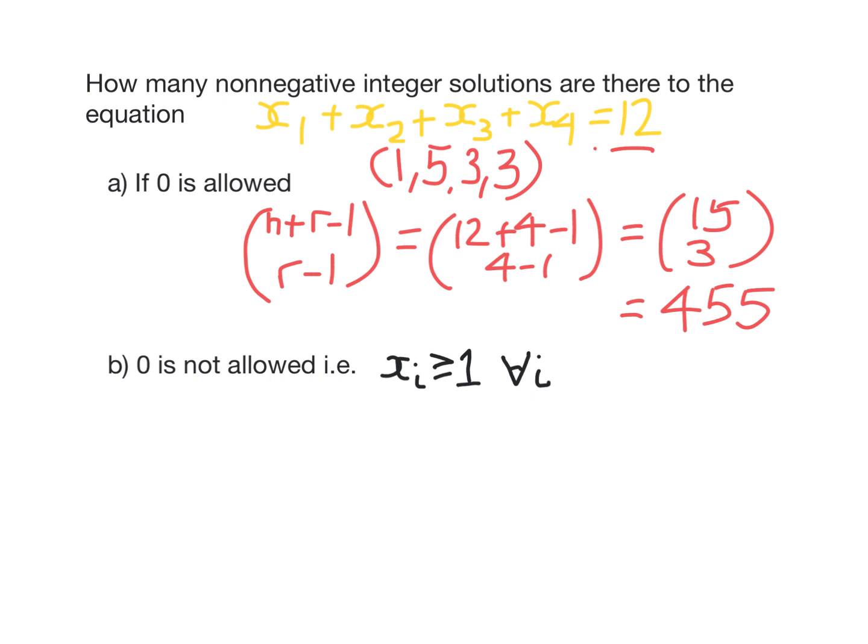I just want to point out that 1, 5, 3, 3 is considered a different solution than 5, 1, 3, 3. It's different than 5 going in the first bin, 1 going in the second bin, and so on.